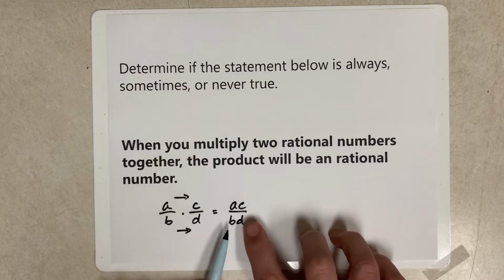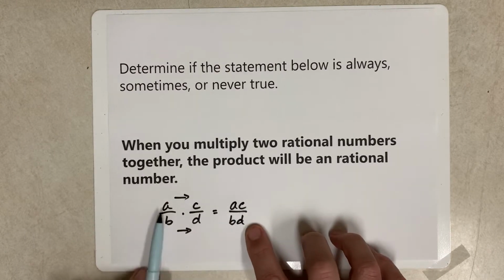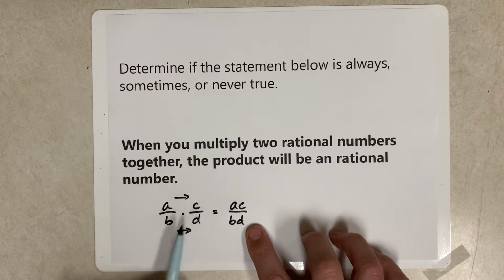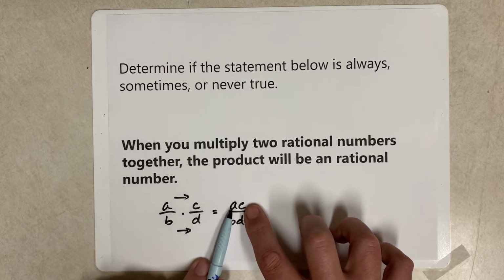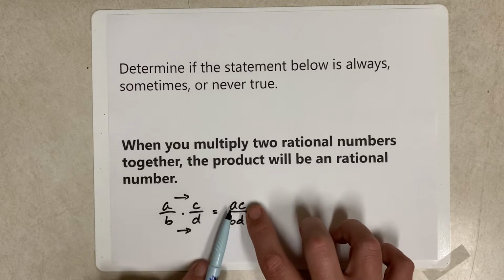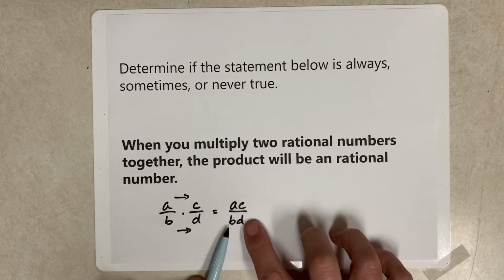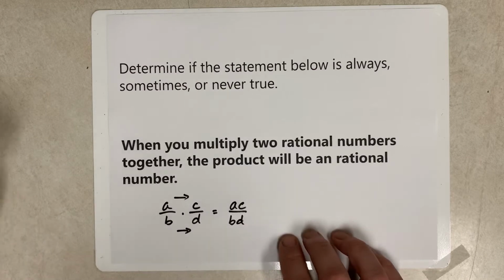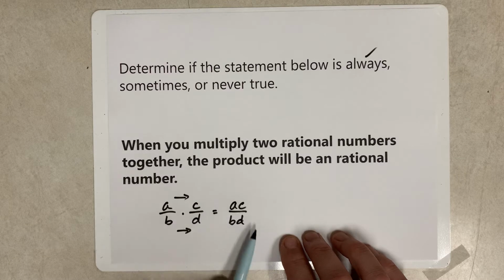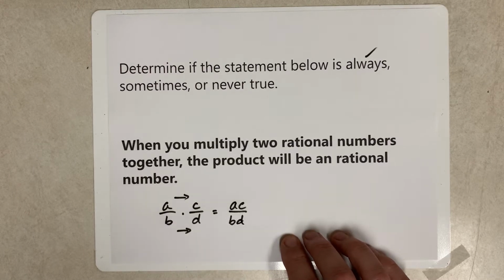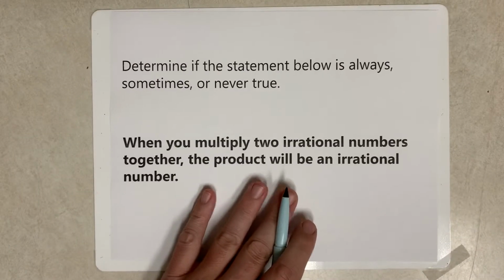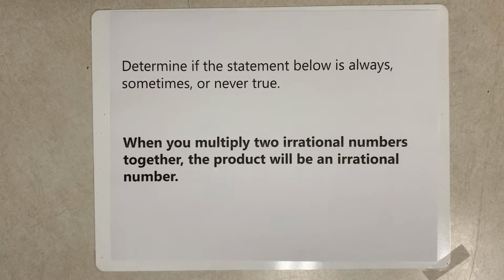But if you look at a, c, and b, d, these are all integers to begin with, because that's the definition of a rational number. All of these are integers. And when you multiply two integers together, you're going to get another one. So therefore, you have integer over integer, and it is always going to be a rational number, because this is in the form of a rational number when you get done. You can try a bunch of examples, and it's going to work every time. So that one's always. Sometimes these questions are kind of hard, because in order for it to be sometimes or never, you have to come up with that counterexample, which can be sometimes difficult.